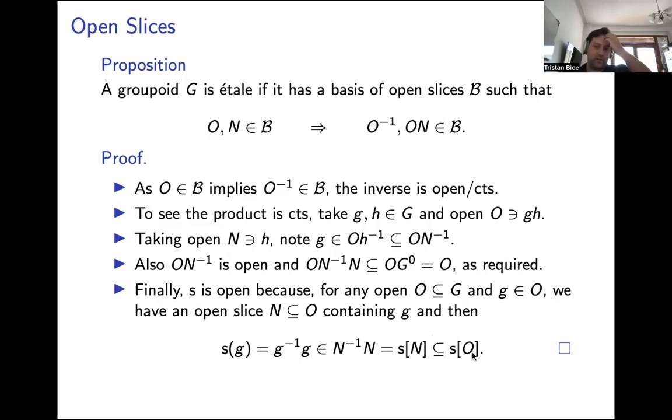As G was arbitrary, this tells you that you can write SO as a union of these smaller open sets that form Sn. So that means this itself has to be open as well. S is therefore an open map.